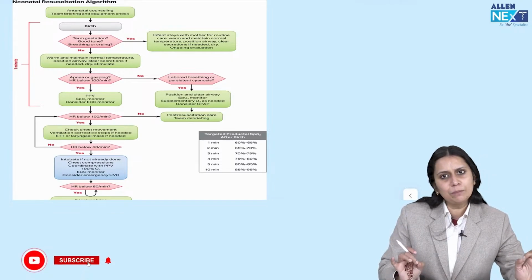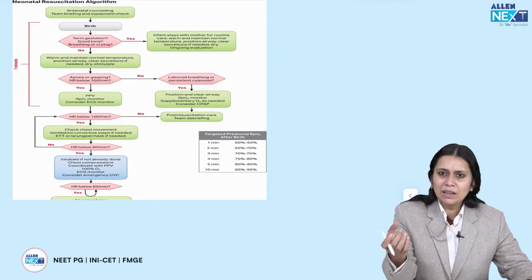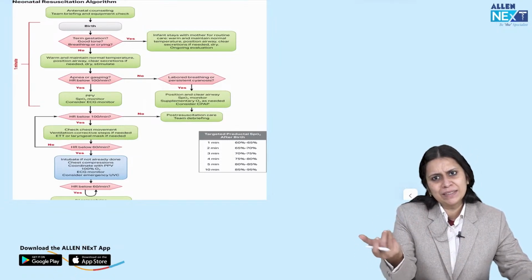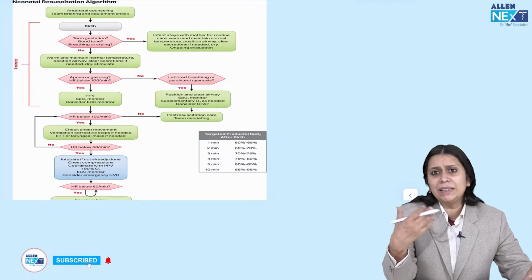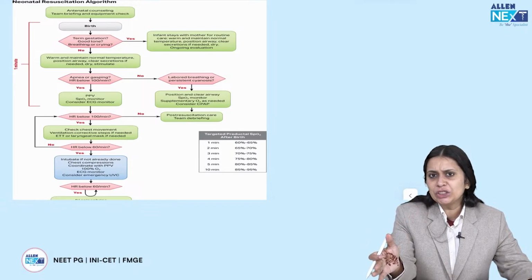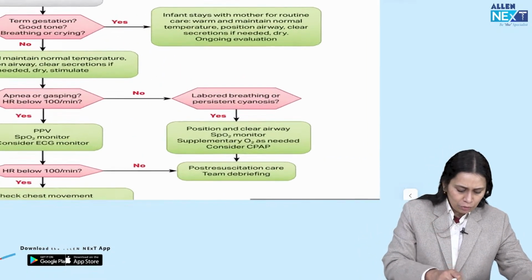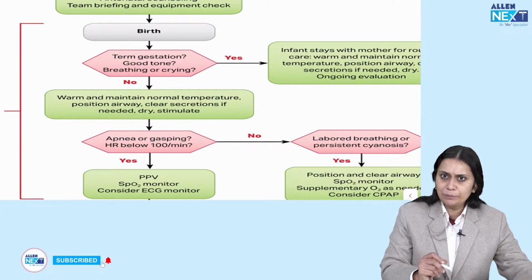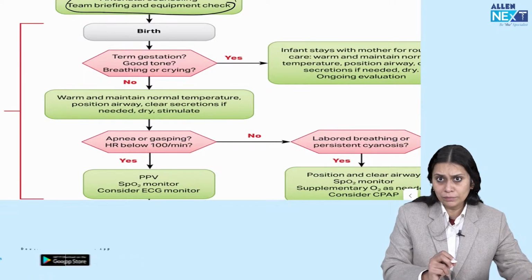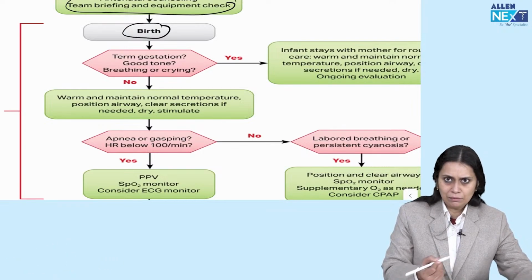If a newborn is going to be born and is compromised before delivery, or before taking out the child by C-section, we know the probability that the child will be a compromised child. So we already keep ourselves ready with everything. We have a neonatal resuscitation team ready, equipment ready, oxygen supply ready. So antenatal counseling, team debriefing and equipment check if we are expecting a compromised newborn. At birth, is it a term gestation? Yes or no, whatever.